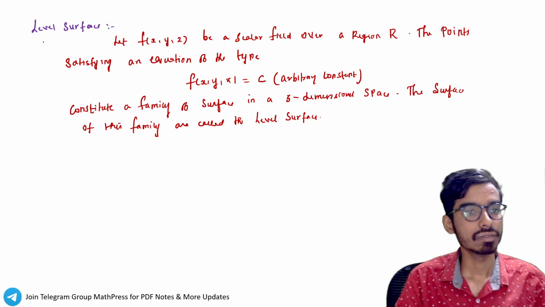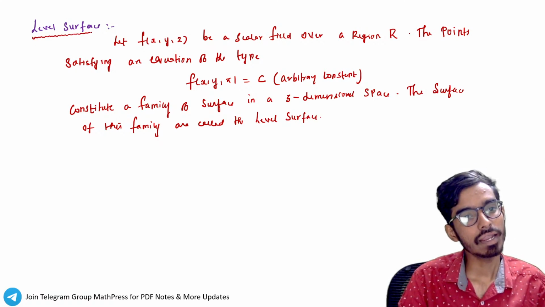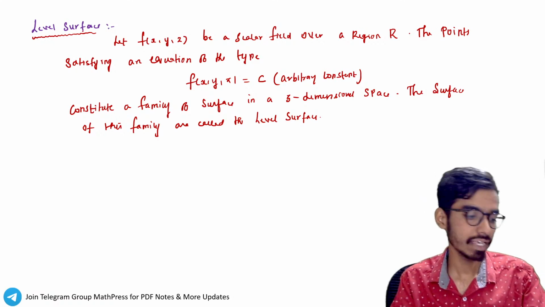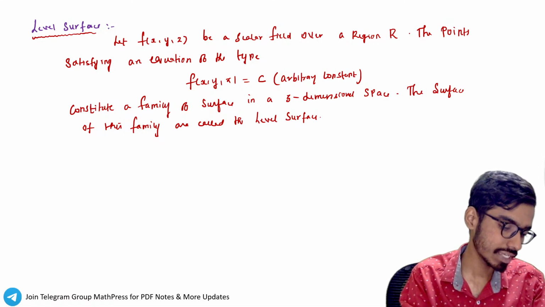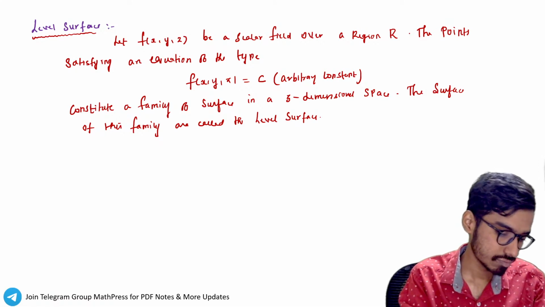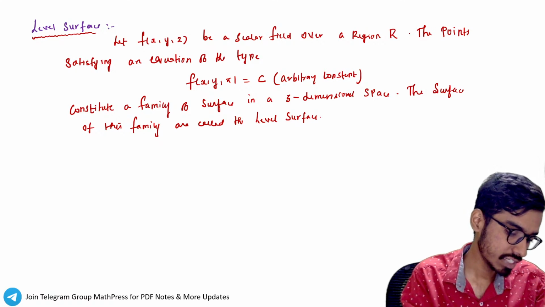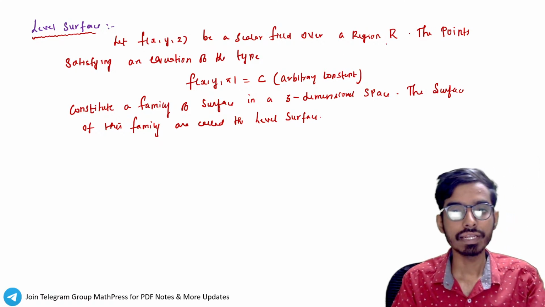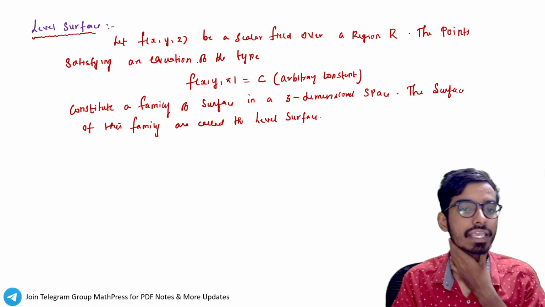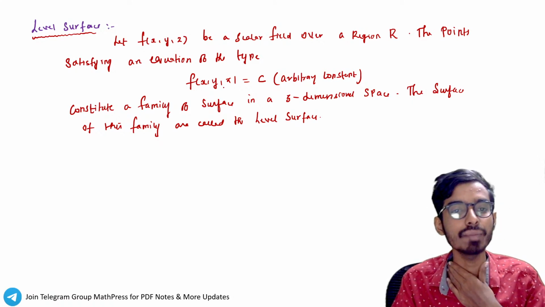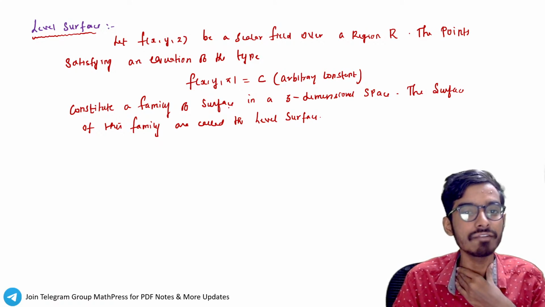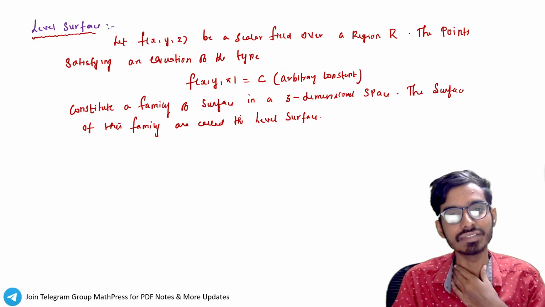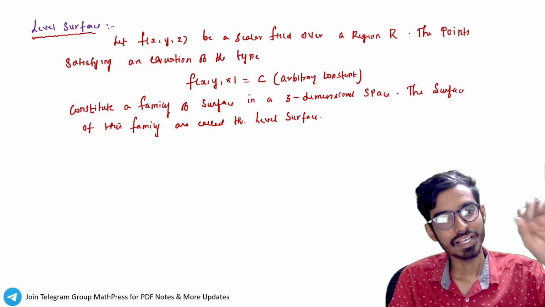So what is a level surface? Let f(x, y, z) be a scalar valued function, a scalar point function over a region R. The points satisfying an equation of the type f(x, y, z) = c constitute a family of surfaces in three-dimensional space. The surfaces of this family are called level surfaces, right? This seems to be a bit tricky.